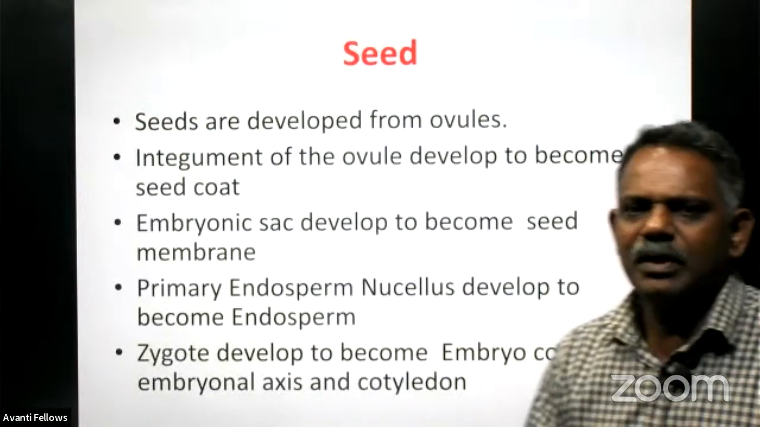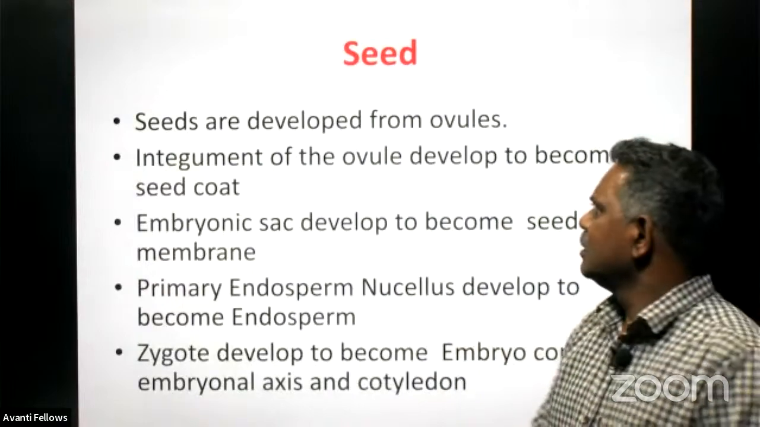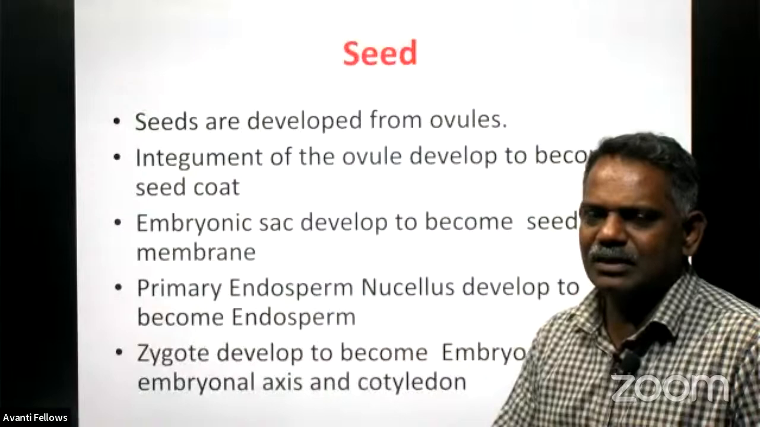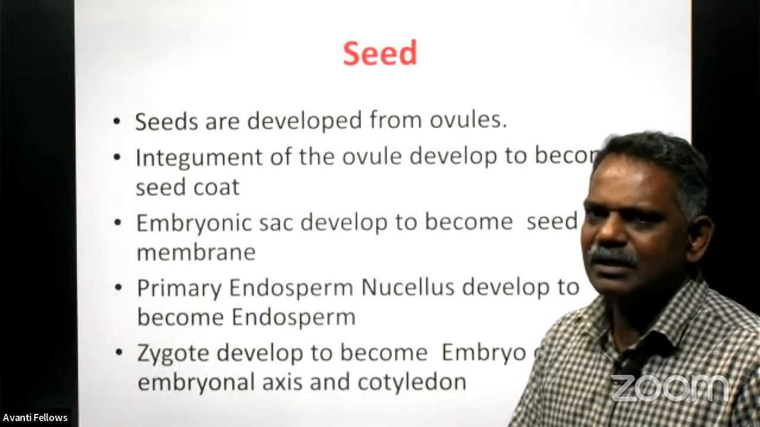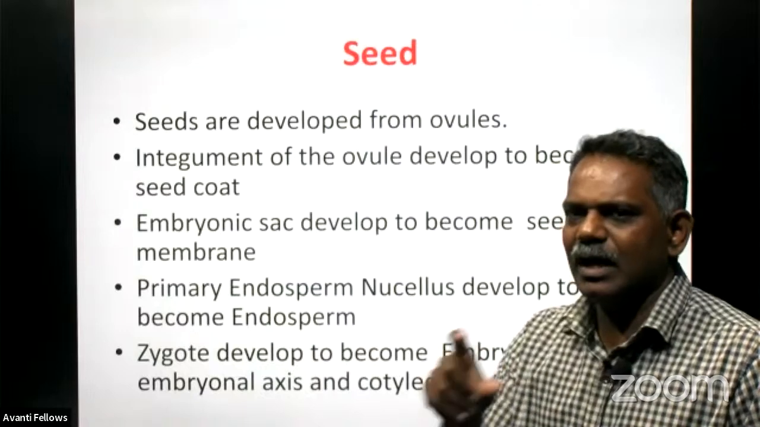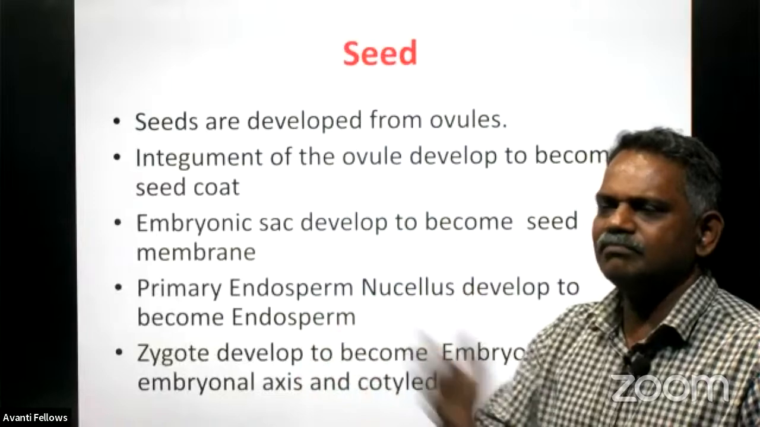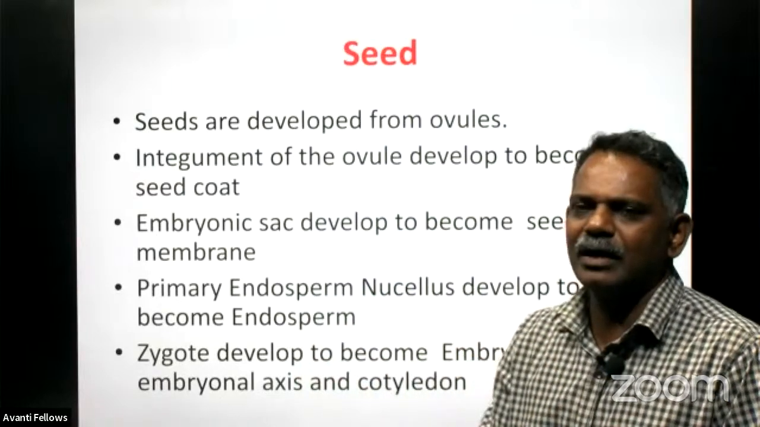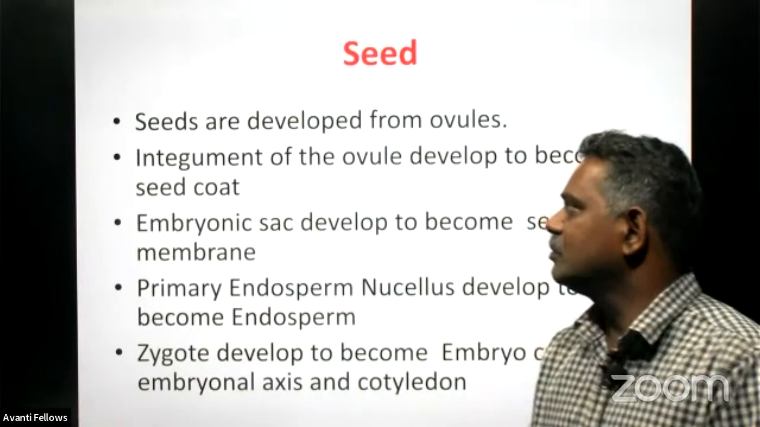Then let us come in detail to the structure of seeds. All of you know the seeds are developed from the ovules only. After fertilization, the ovule develops to become the seed. Inside the seed, mainly we can find the embryo, and the embryo consists of three things: the embryonal axis, plumule, and radicle, and also the cotyledon for the storage of food.